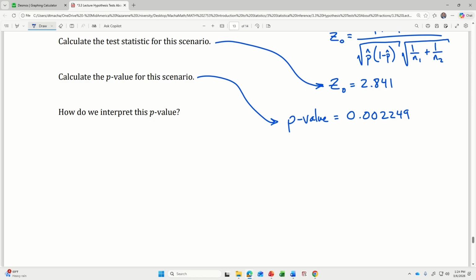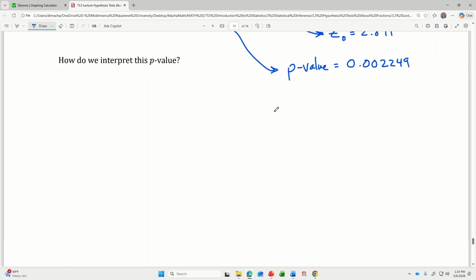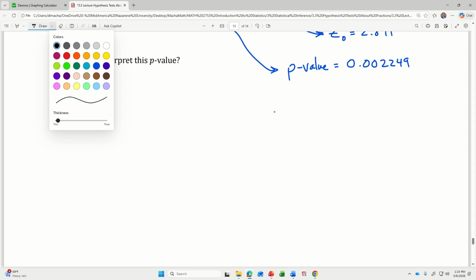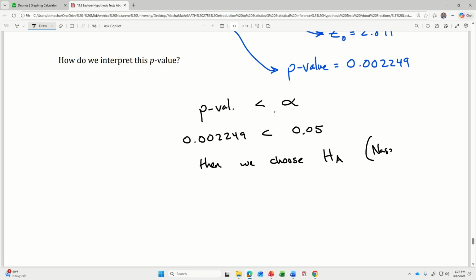The other thing is this happens to be less than my level of significance, right? My level of significance was 0.05. And since the p-value is less than the level of significance, then we choose to conclude in favor of my alternative hypothesis, which says Nasonex causes headaches.